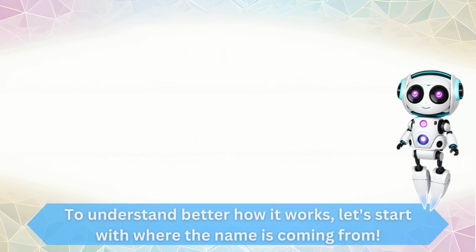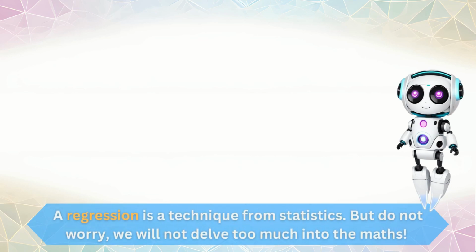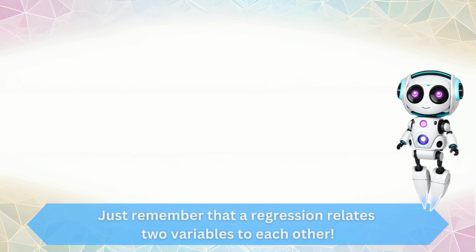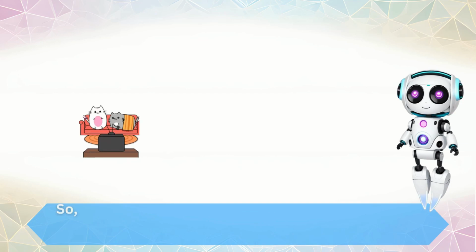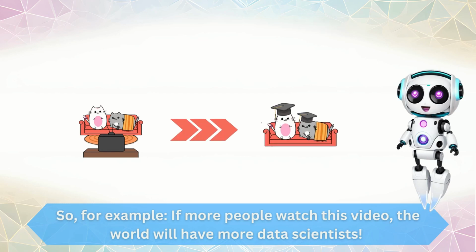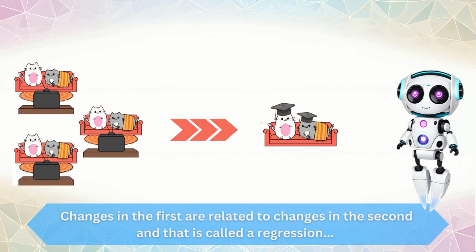To understand better how it works, let's start with where the name is coming from. A regression is a technique from statistics. But do not worry, we will not delve too much into the maths. Just remember that a regression relates two variables to each other. So, for example, if more people watch this video, the world will have more data scientists. Changes in the first are related to changes in the second, and that is called a regression.